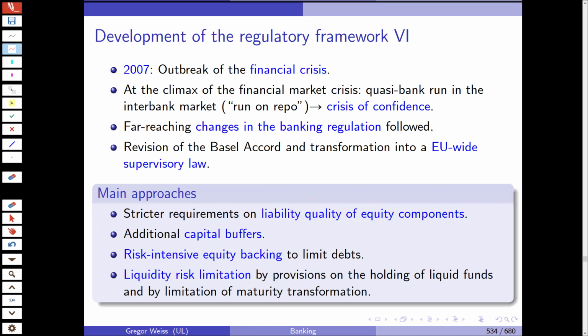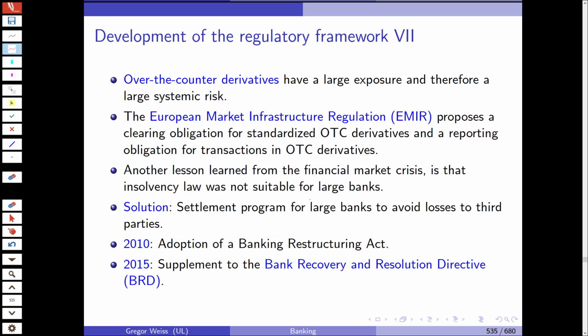And what were the main approaches? Tougher capital requirements on some liabilities, additional capital buffers, systemic risk capital buffers, risk-intensive equity backing to limit debts, and liquidity risk limitation by provisions on the holding of liquid funds and by limiting maturity transformation.